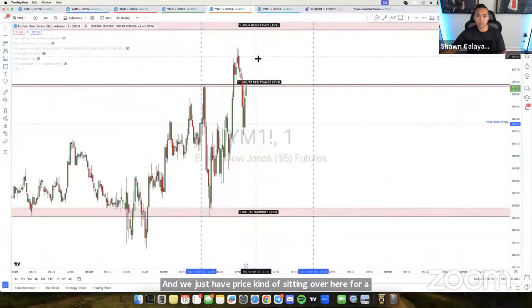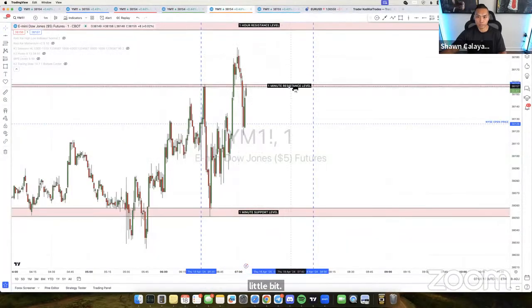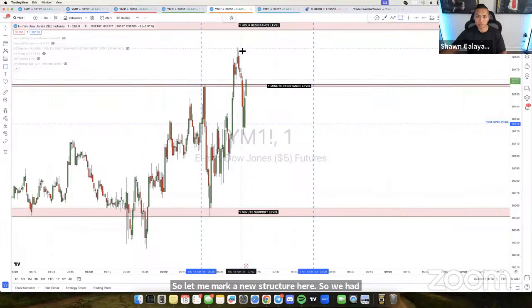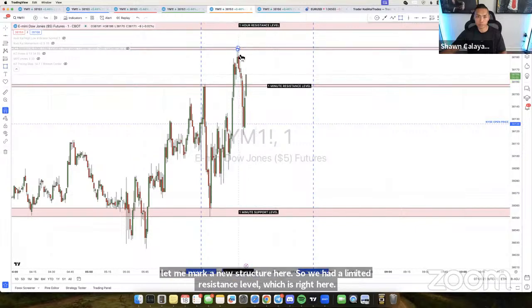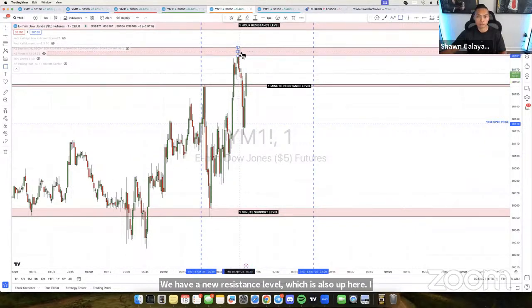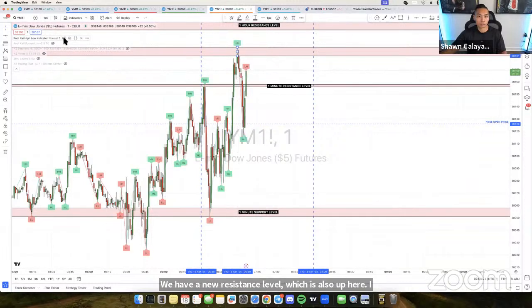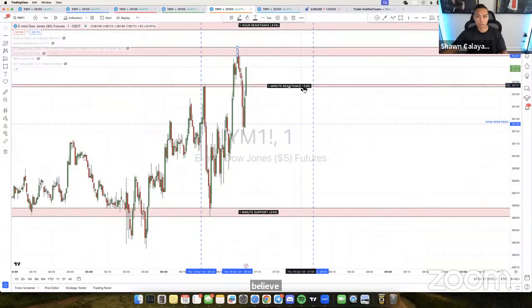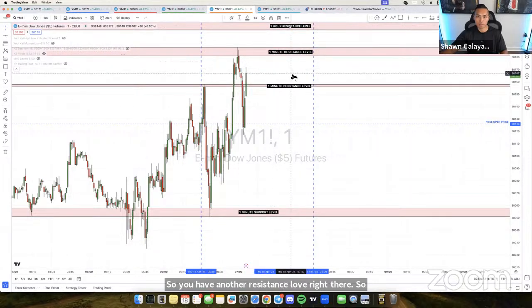So let me mark up new structure here. So we have the 1 minute resistance level, which is right here. We have a new resistance level, which is also up here, I believe. Let me go over here real quick. So we have another resistance level right there. So price is pushing up to the 1 hour resistance level. This is where price is currently at the middle.